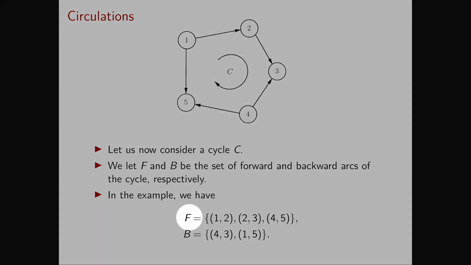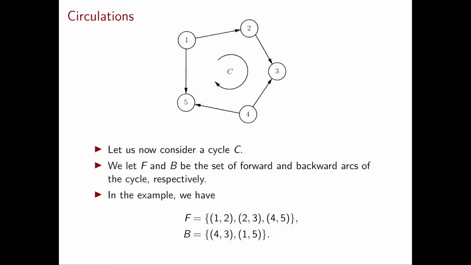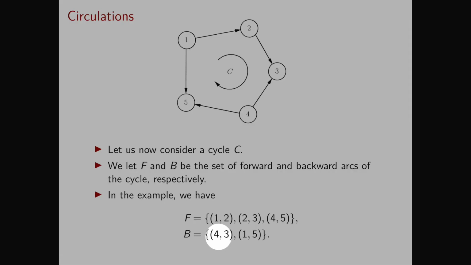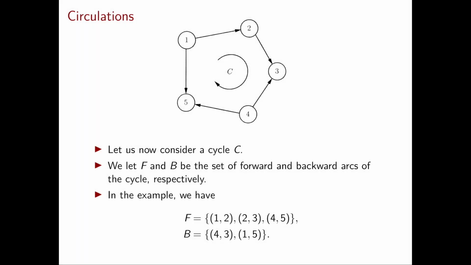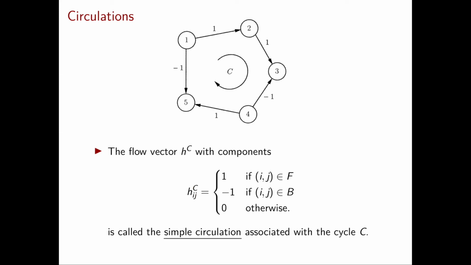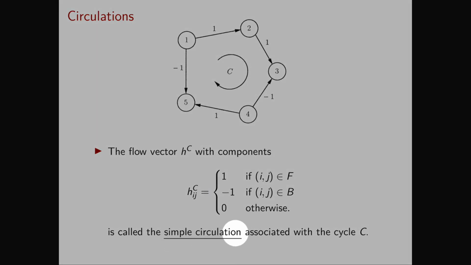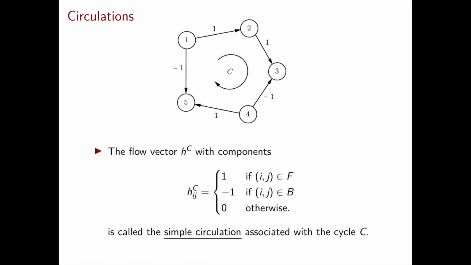In our example above, F contains 1, 2, 2, 3, and 4, 5. The other set in our partition is B for backwards, and of course it contains all the arcs that are backwards arcs in the cycle. In our example, these are the arcs 4, 3 and 1, 5. Now we are ready to define the simple circulation associated with the cycle C.